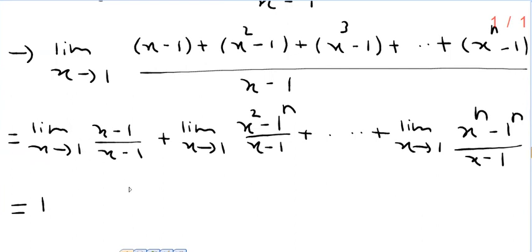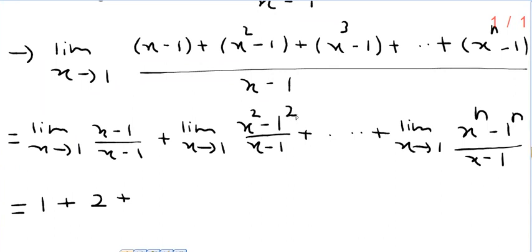1 raised to any power is always 1. So the value of the first limit is 1. That of the second is 2. Actually, instead of writing n here, I should have written 2. I'll make that change. Okay, now this is correct.